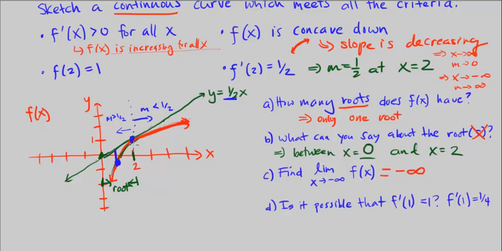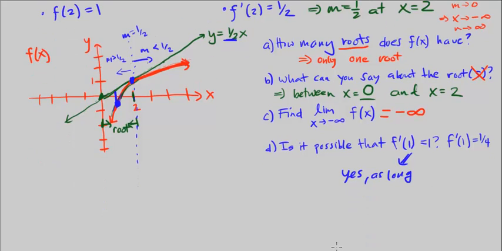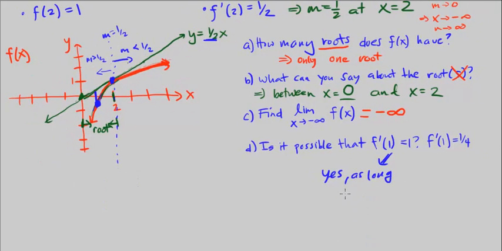Okay, so once you pass the point of 2, because at x is 2, we know the slope is equal to 1/2. So can it be 1 at x is 1? Can the slope here be 1? Well, as long as it's greater than 1/2, yes. So, yes, as long as f prime of x is greater than 1/2 for x is less than 2.